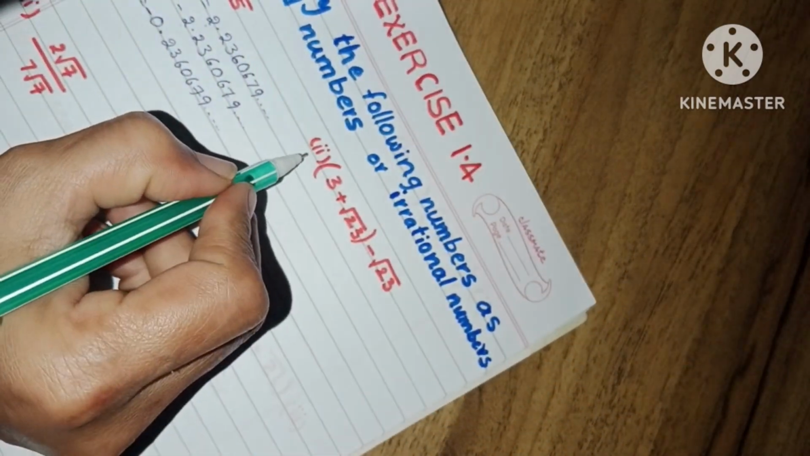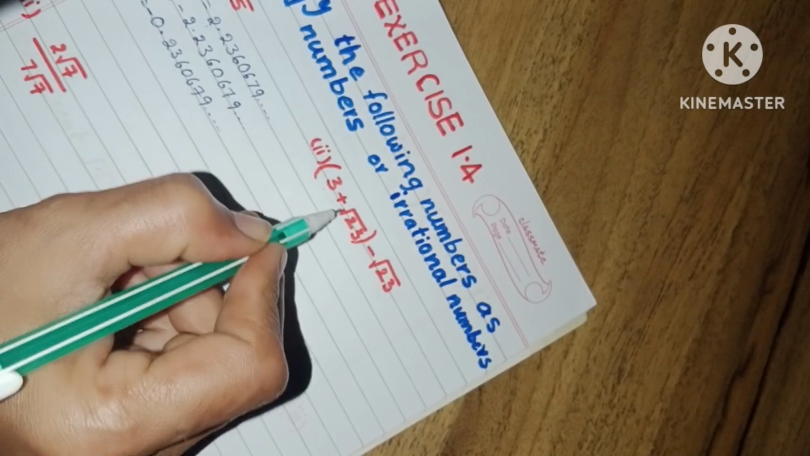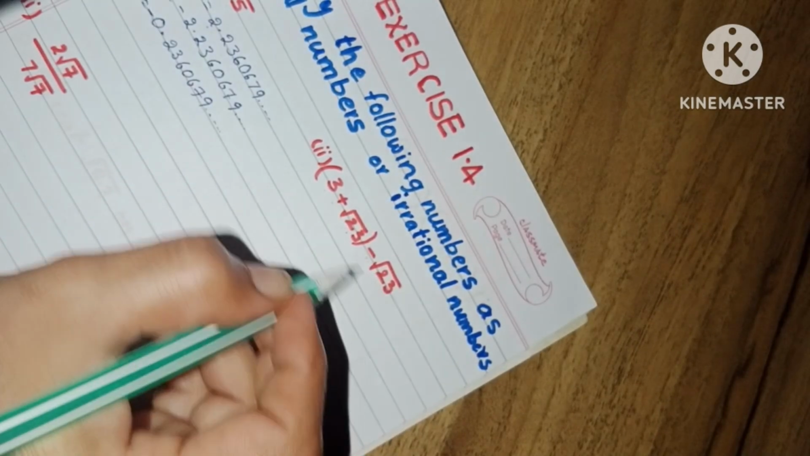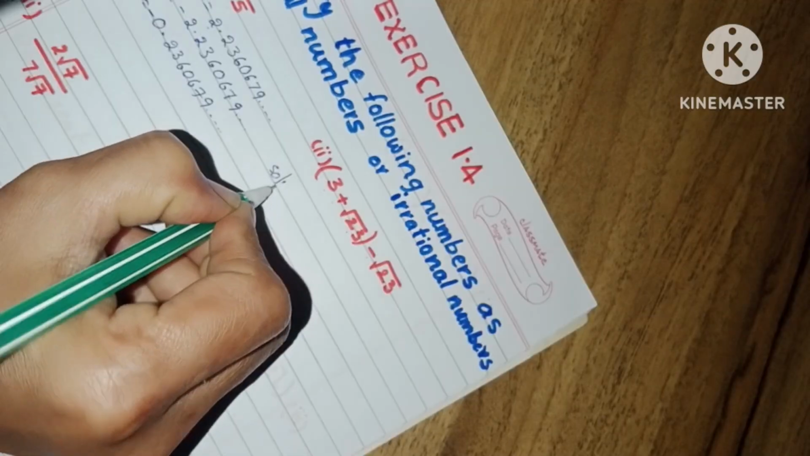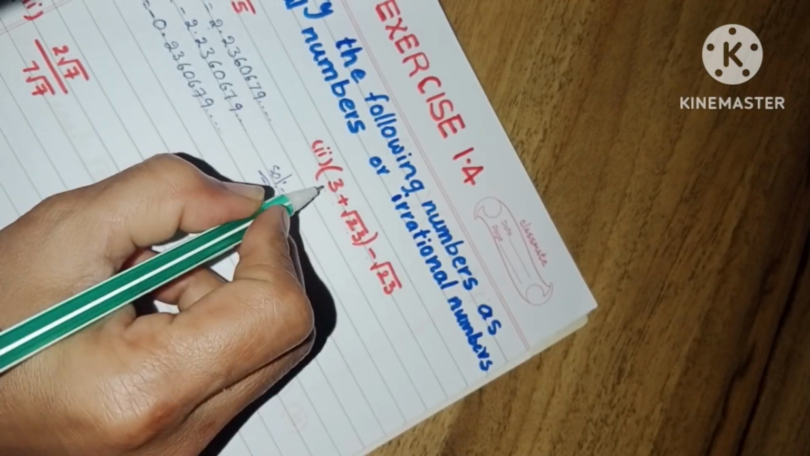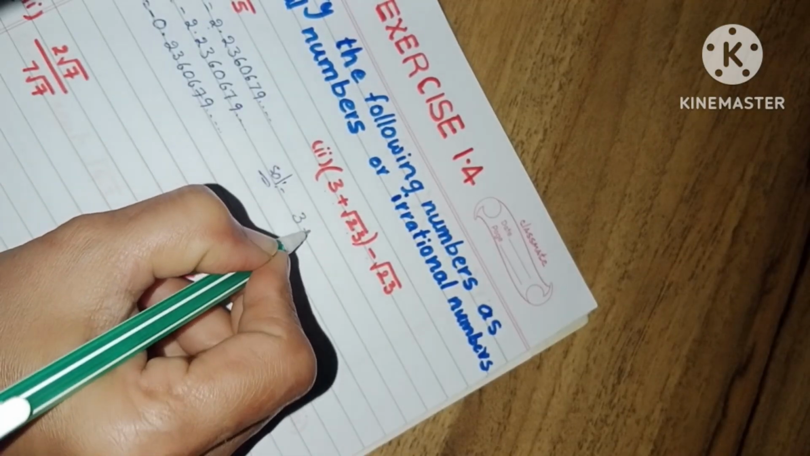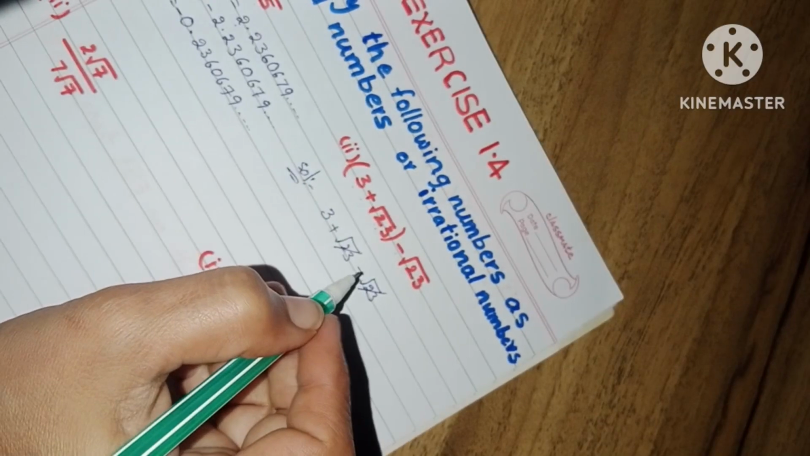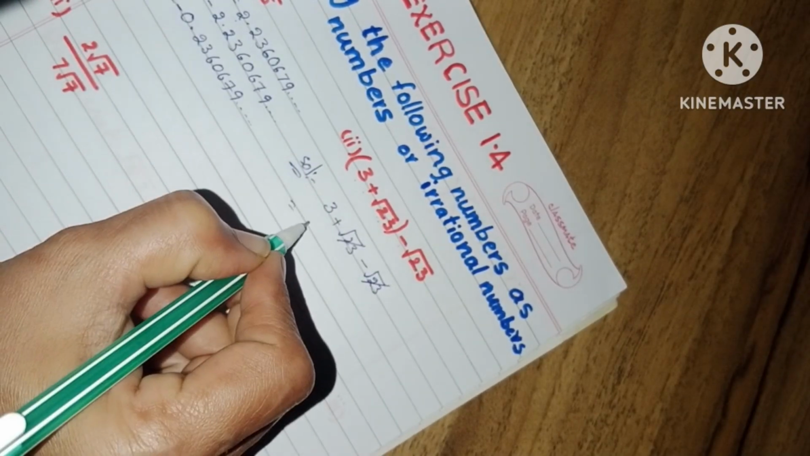Look at the second one: 3 plus root 23 minus root 23. The solution of this is, simply omit the brackets. Plus root 23 and minus root 23 is 0. So the answer is 3.